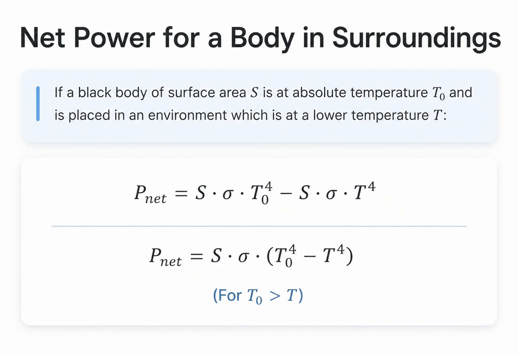Up until now, we've only calculated the power an object emits, but remember Prevost's theory. Objects also absorb radiation from their surroundings. If a black body at temperature T0 is in an environment at a lower temperature T, it emits power based on T0, but absorbs power based on T. The net power lost by the body is the difference between the two. We factor out the surface area and Stefan's constant to get the net power equation. P net equals S sigma times the quantity T0 to the fourth minus T to the fourth.